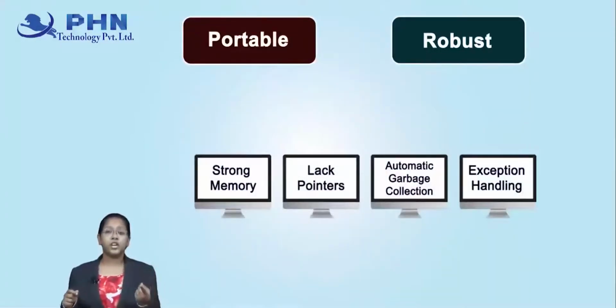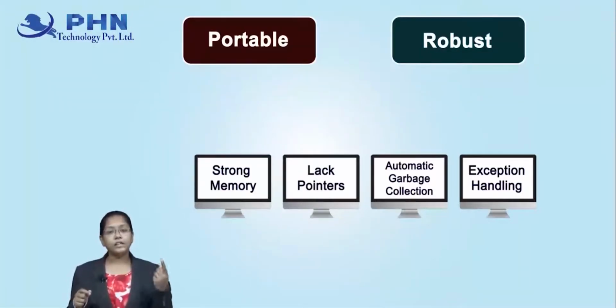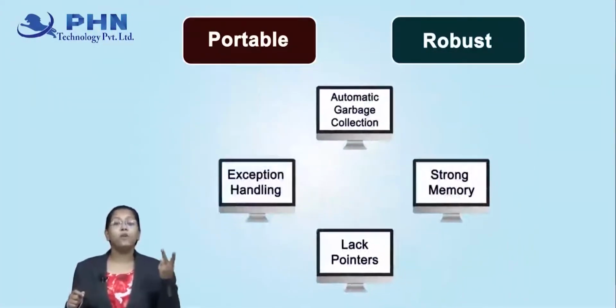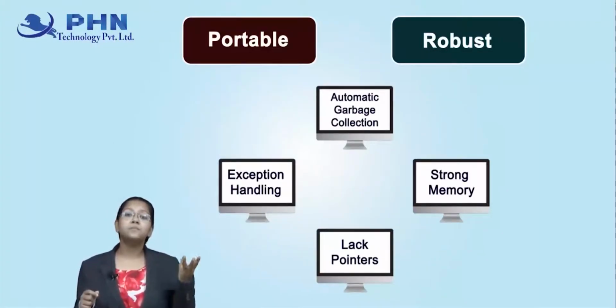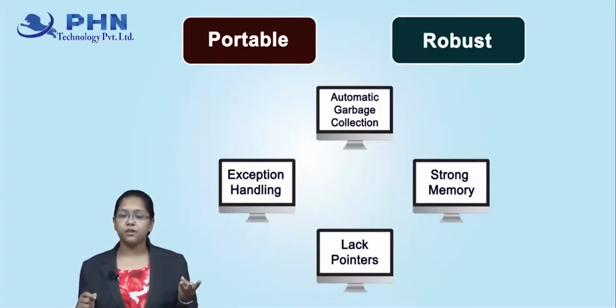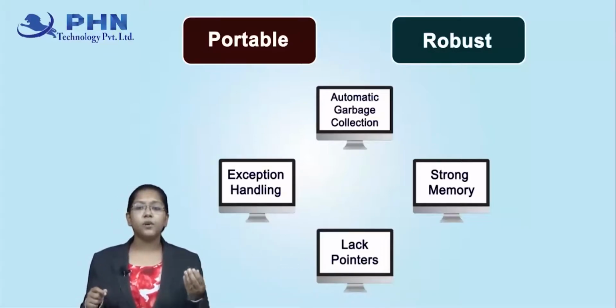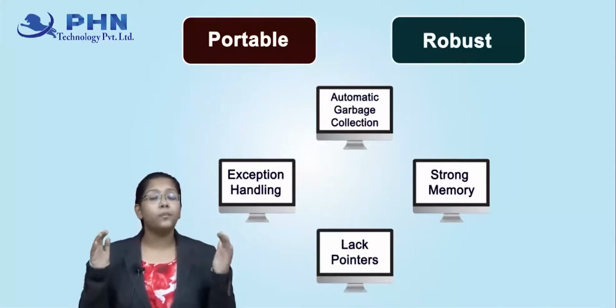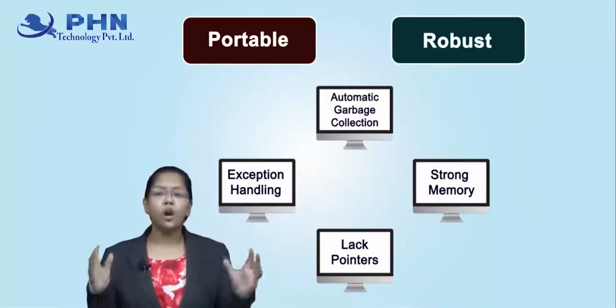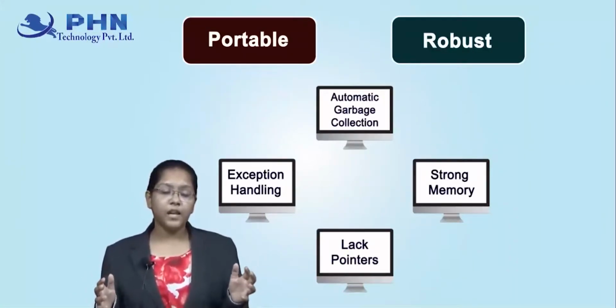And again we can say that Java is a robust language. Why is it robust? Robust means strong. Java gives us the concept of exception handling as well as type checking. Again, it lacks pointers, and it has simple and strong memory management. Because of these points we can say that Java is robust. Robust means it is a strong language.